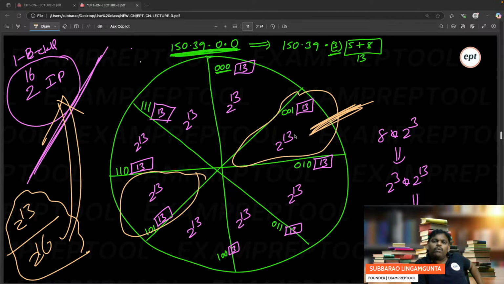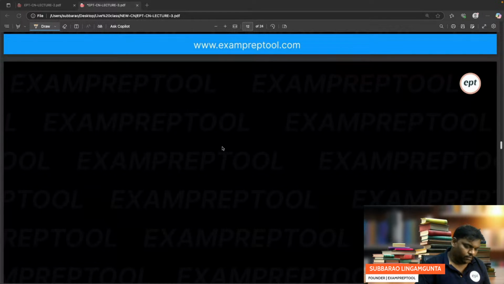Do one more problem, you will get more clarity. Right now I will write that problem. Let's go for one more problem. Now you will get the clarity. It's very interesting, so please try. Be careful.